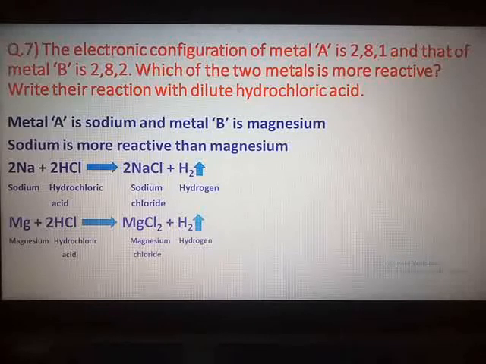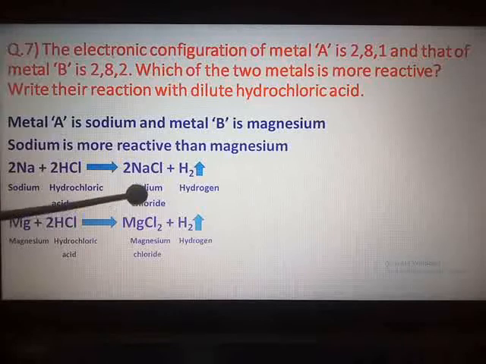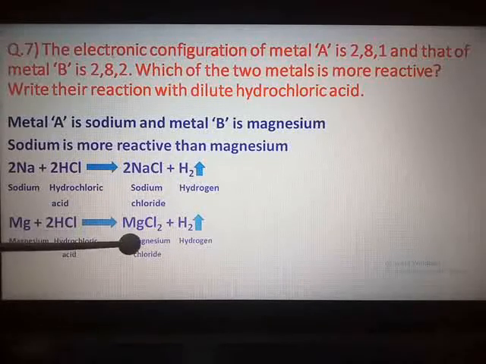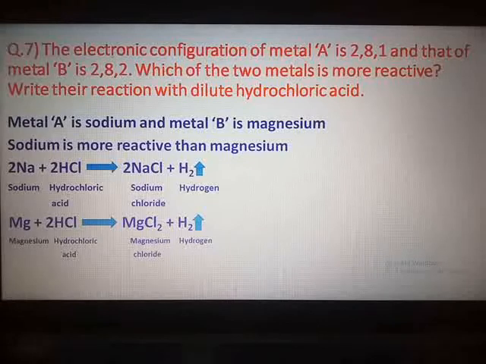And whenever you are writing such a type of chemical equation, you have to mention the names of the reactants and products below it. So sodium, hydrochloric acid, sodium chloride, hydrogen, magnesium, hydrochloric acid, magnesium chloride, and liberated hydrogen. I hope the answer is very clear. So you now come to know from this the different types of questions which can be formed from the available data in the chapter. So be prepared with such type of logical and application based questions.